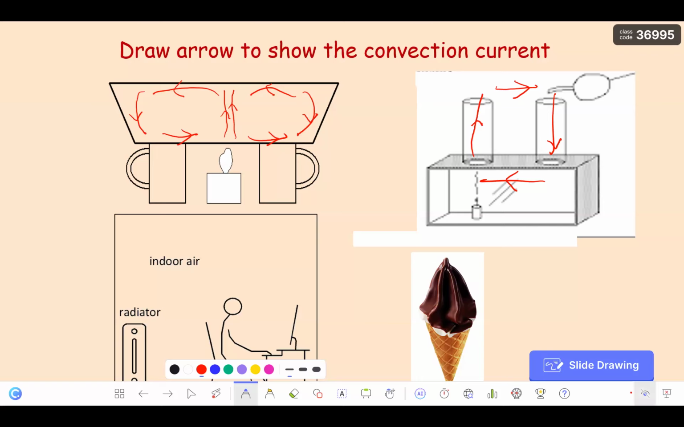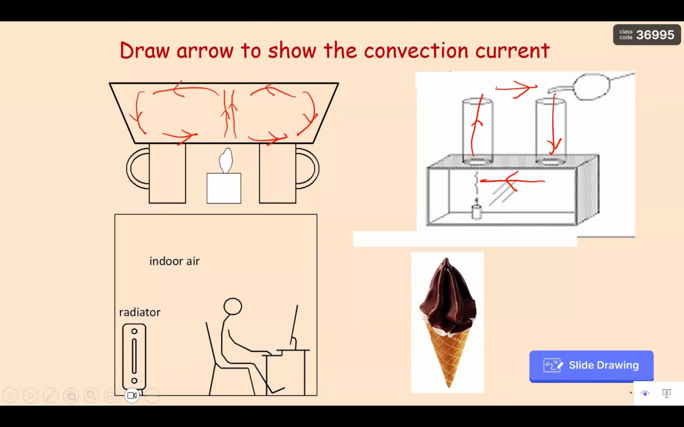Okay, next we have a radiator. A radiator gives out heat energy. So this part will be hot. So this side, the air will go up, and the other end, the extreme end, will be cold. So it will sink down. And again, I will form a single cycle because the radiator is at the side of the room.